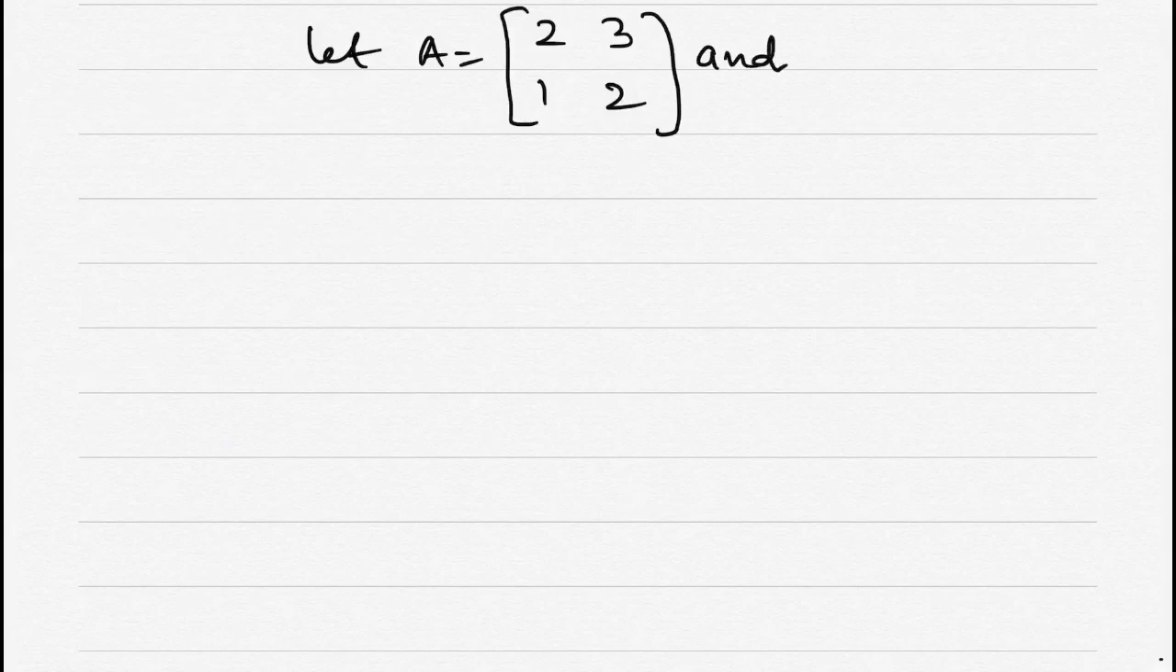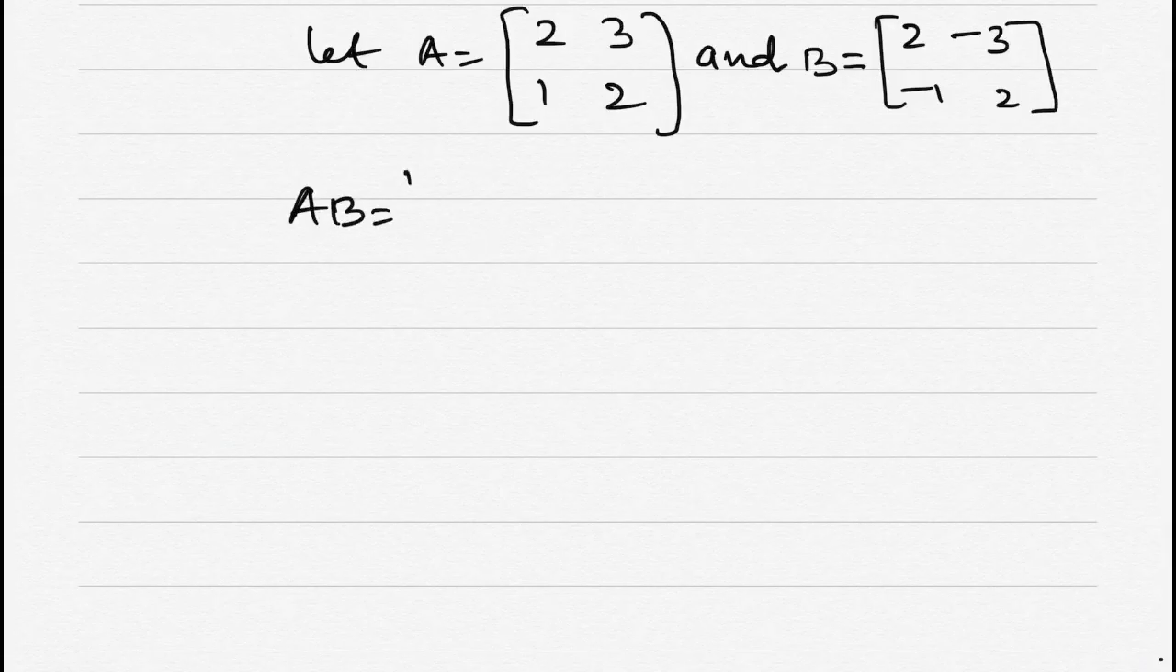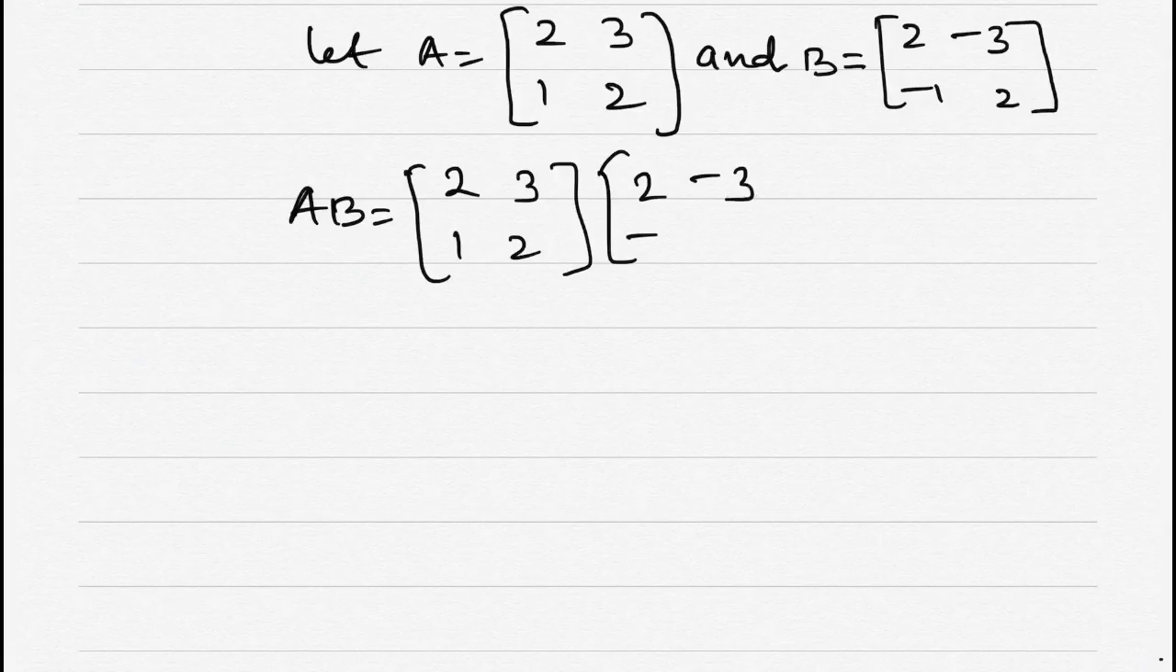Let A equal to 2, 3, 1, 2 and B equal to 2, minus 3, minus 1, 2. These are the two matrices. Then AB will be 2, 3, 1, 2 times 2, minus 3, minus 1, 2.